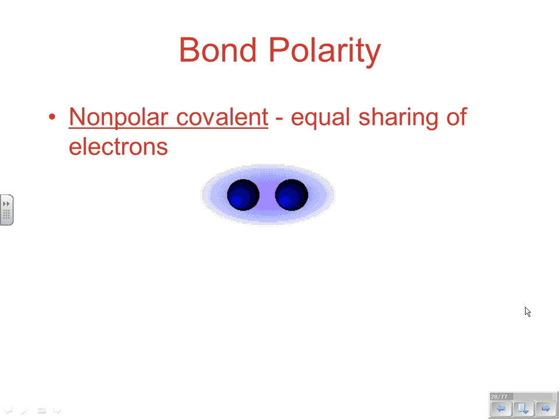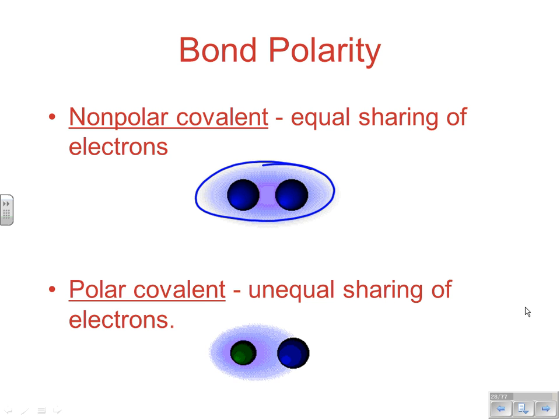Now, a couple of terminology ideas related to bond polarity. Non-polar covalent is really what we call a true equal sharing of electrons. So in the case of 2 hydrogen atoms coming together, you have an equal electron density distributed throughout. That would be a non-polar covalent situation.